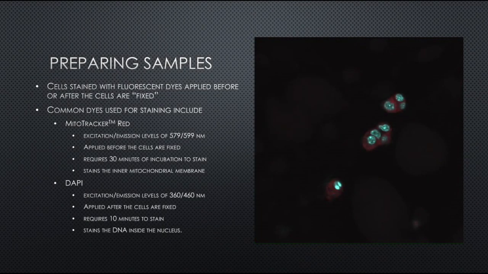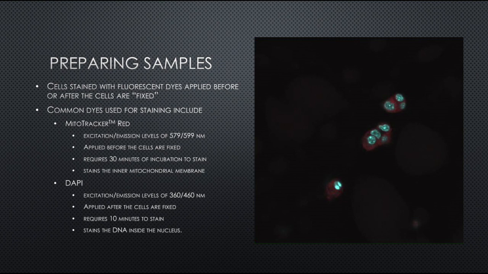In order to use the confocal microscope, samples must first be prepared. Cells can be stained with multiple fluorescent dyes that are applied either before or after the cells are fixed. Fixation involves washing the cells in alternating washes of formaldehyde and PBS, or phosphate buffer solution. Common dyes used for staining include Mitotracker Red and DAPI. Mitotracker has excitation and emission levels of 579 and 599 nanometers respectively.